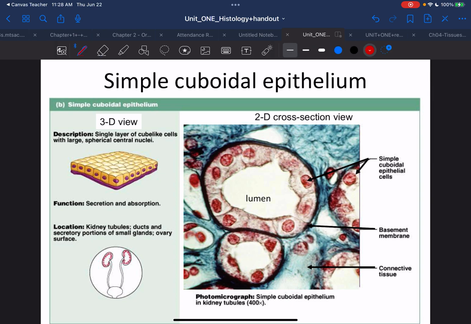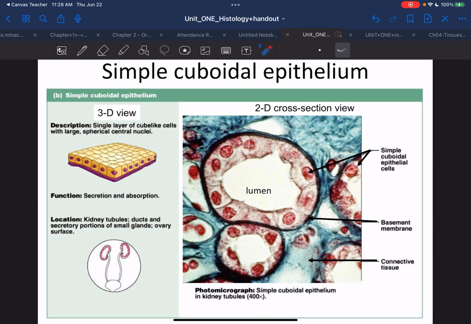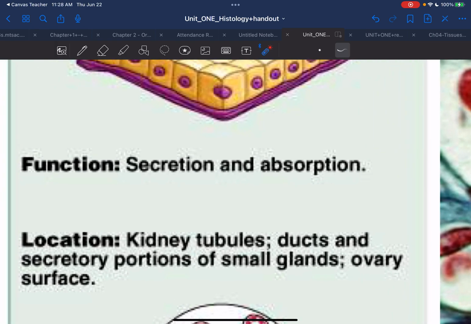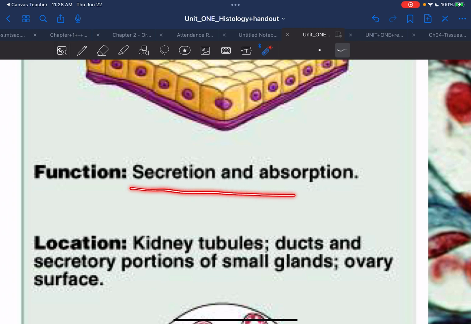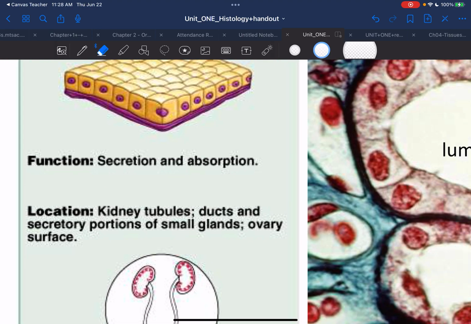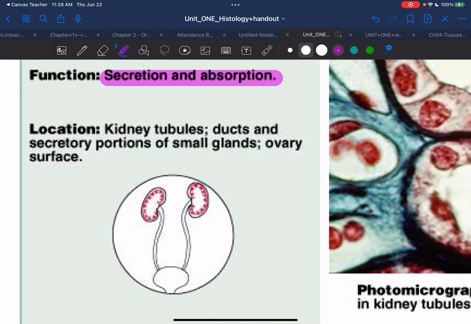Okay, so with that in mind, now we have simple cuboidal, which are simple cuboidal cells. And you can see here, cuboidal cells. And the good news is that their functions are very simple: secretion and absorption. Easy function. And we find them in one place that's going to be more relevant for us coming up when we talk about skin, which is in the glands.